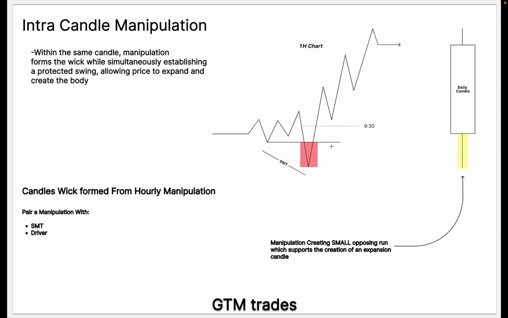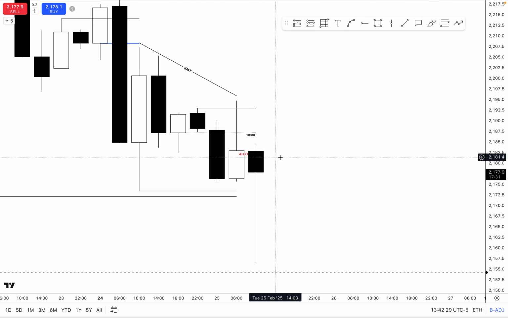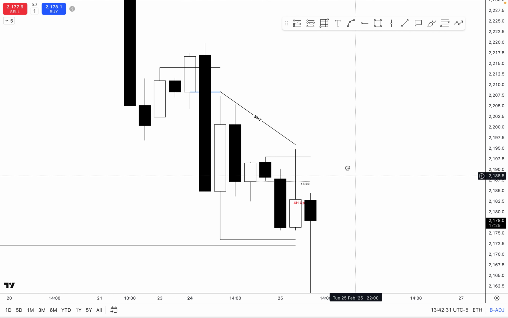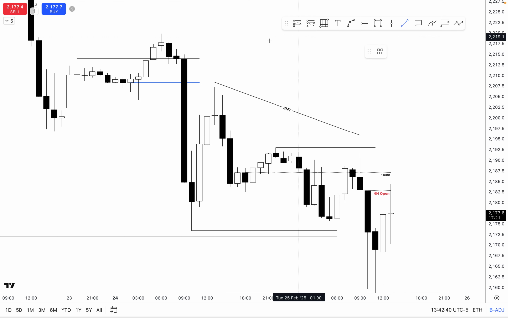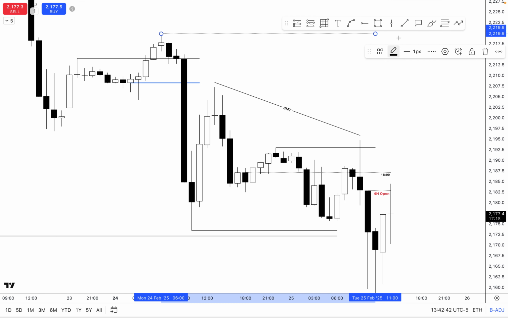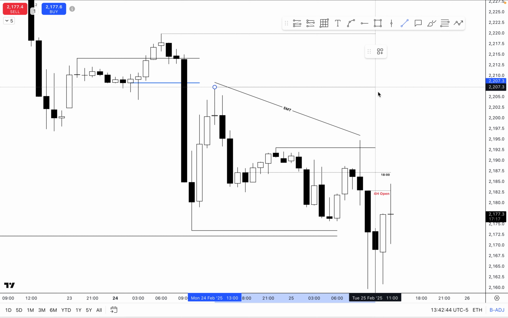Daily wick is created from manipulation paired with an SMT and a driver. So at the 1-hour chart, you can see it a little bit better. So you see this relevant swing, these relevant swings. These are all relevant swings, by the way, because they're spaced apart from each other. So none of these are really failure swings. Right? When you think about failure swings, they're close proximity highs and lows.